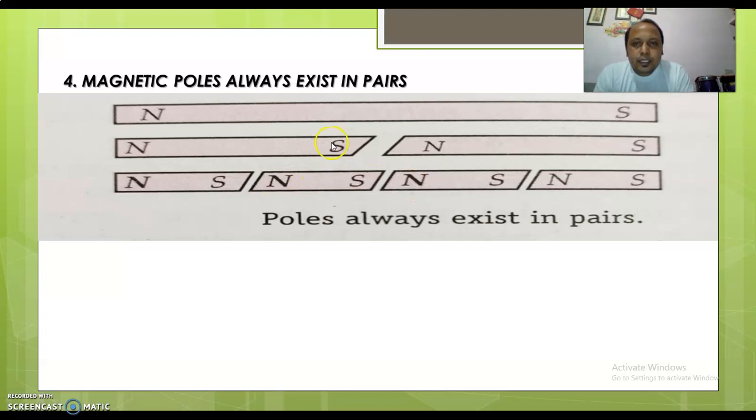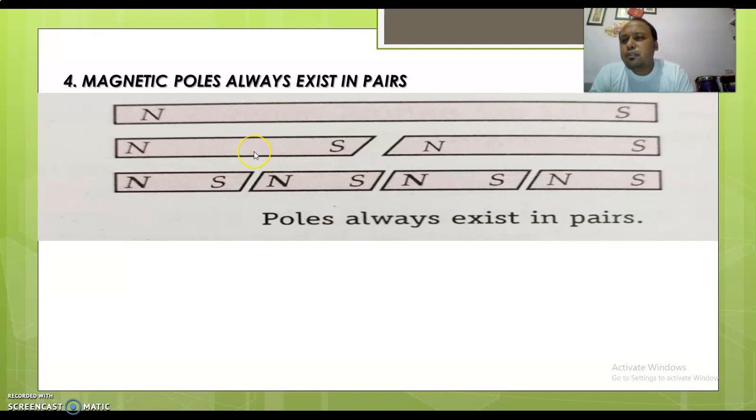So you have broken it, but still when you broke it, two new magnets are created which have a north pole and a south pole, and again the other one also has a north pole and a south pole. Like in the first bar you see two poles, one is the north pole and the other the south pole. And if you wish to break it and you think that you will be separating the north and the south pole, then it is not possible. If there is a north pole, then there is a south pole also.